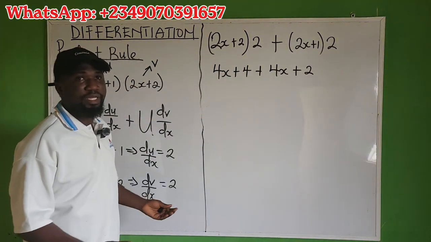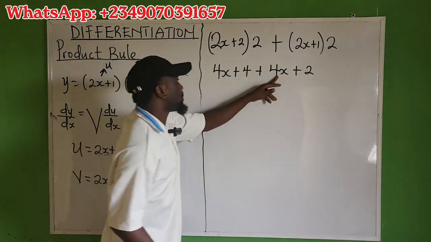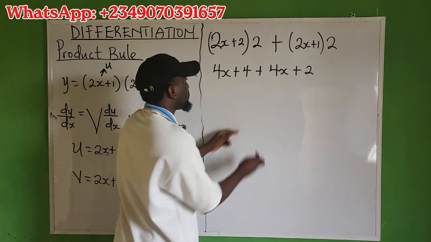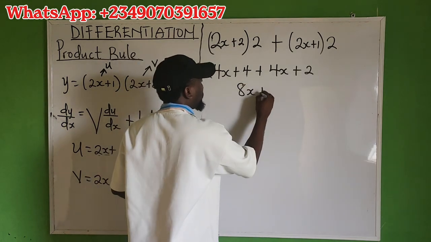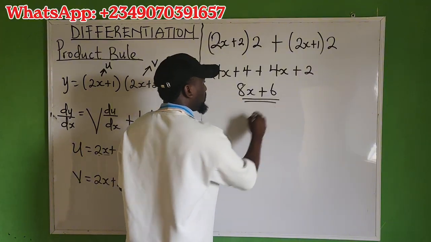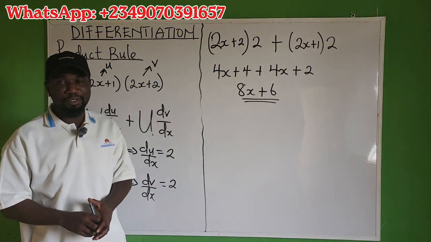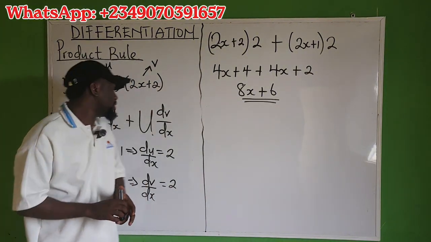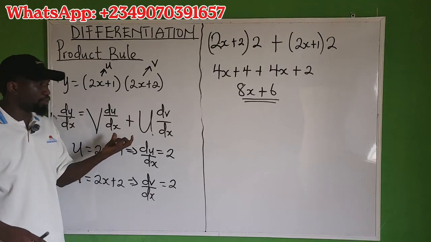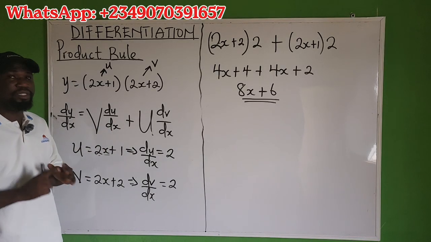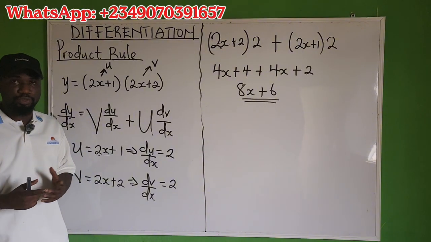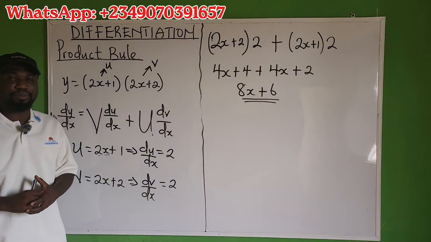The next thing, for the like terms, we have 4x and 4x here. So 4x plus 4x will give us 8x. Then 4 plus 2 will give us 6. So this is the answer. Do you get it? Just make sure you understand this formula. Once you understand this formula, then answering questions using the product rule method is going to be very easy for you to do. So let's check other examples.